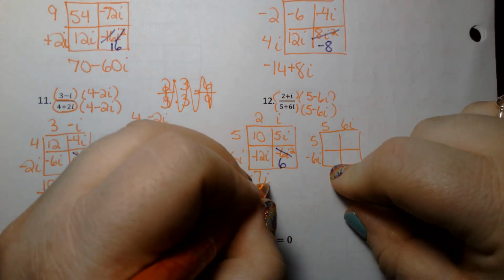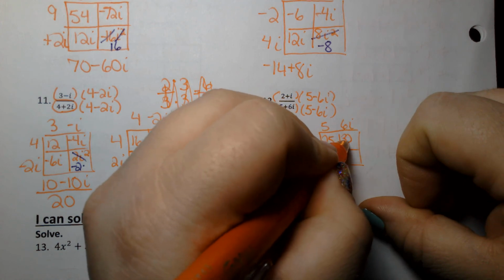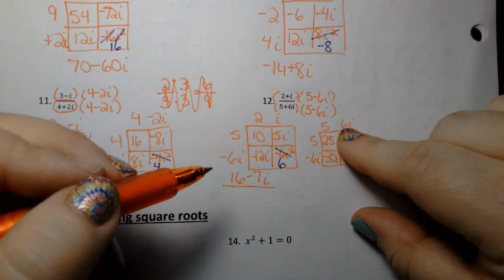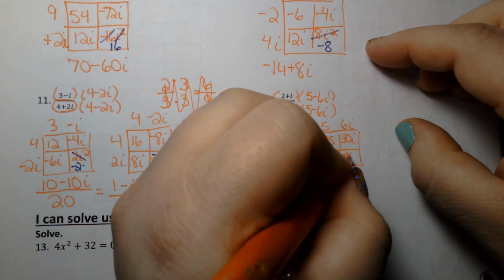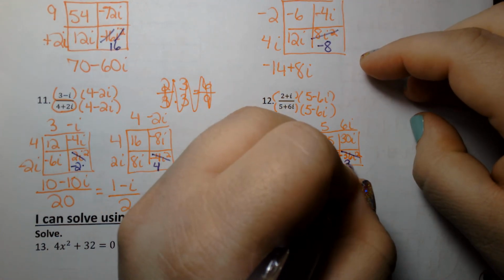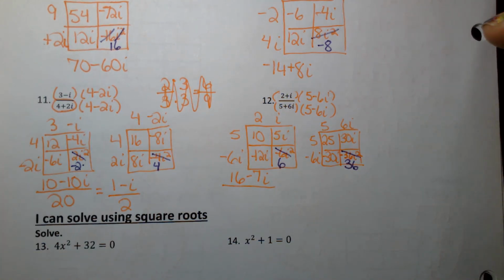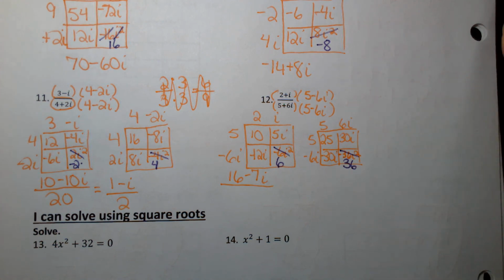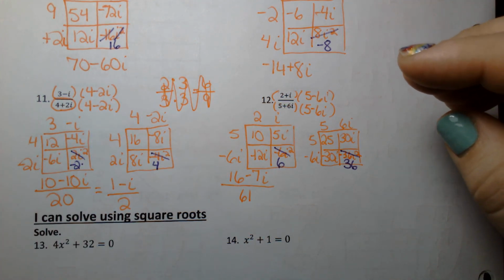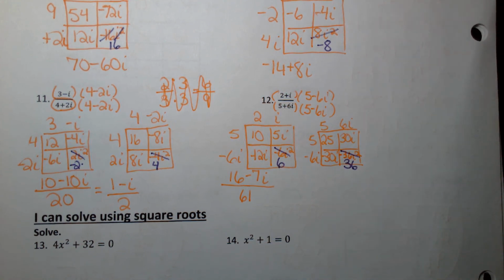Let's multiply for the bottom now. 25, 30i, negative 30i, and finally negative 6i times 6i gives me negative 36i squared. I squared always equals negative 1. Positive 36 is what it becomes. So let's combine our like terms. 25 plus our 36 gives me 61. And then negative 30i plus 30i, that cancels out. So I'm left with 16 minus 7i over 61, which does not simplify because there's not a number that 16, 7, and 61 can all be divided by.